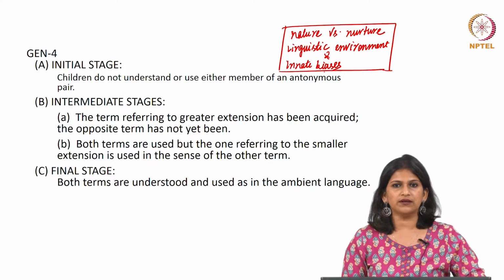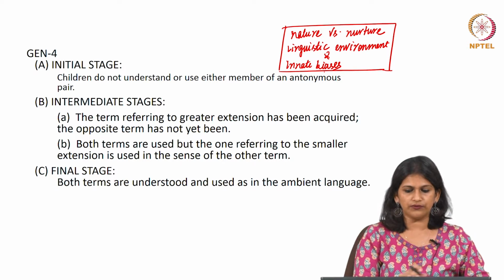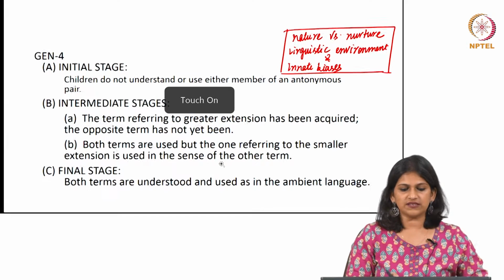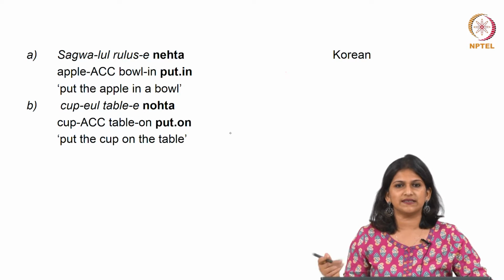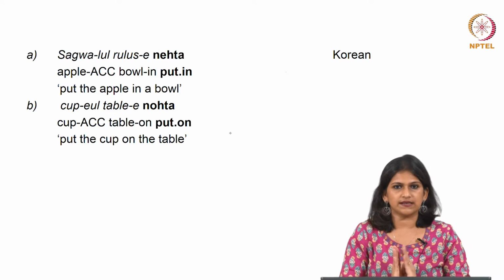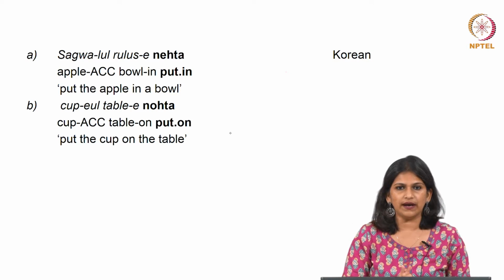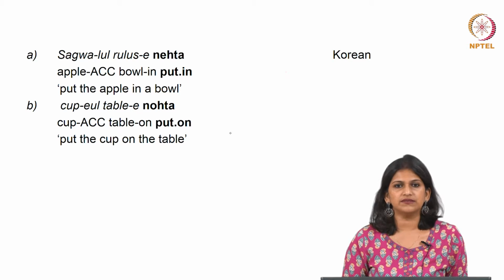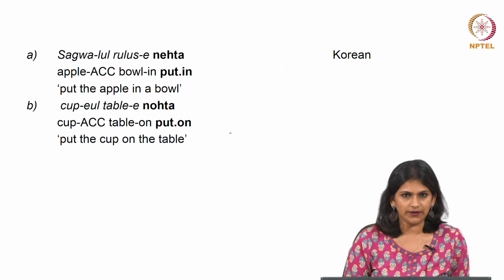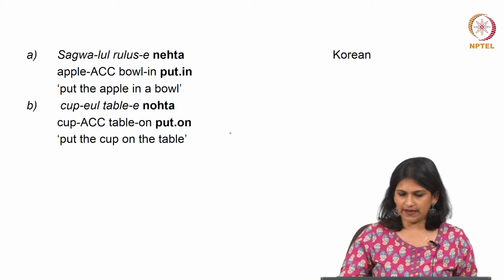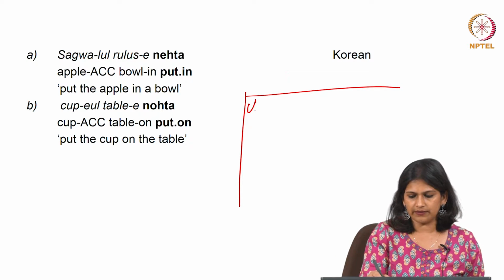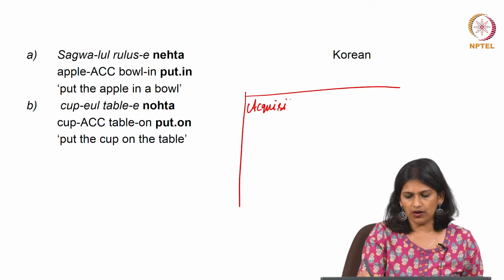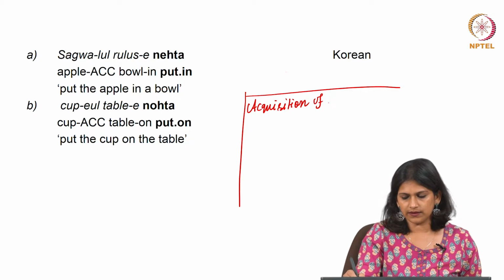Okay. So, that is about the acquisition story, and then maybe we can move to the spatial terms, right. I will just briefly talk about it, I am not going to discuss it in more detail. I will just give you an idea how the spatial terms are acquired by children. I am going to write it over here: acquisition of spatial terms.